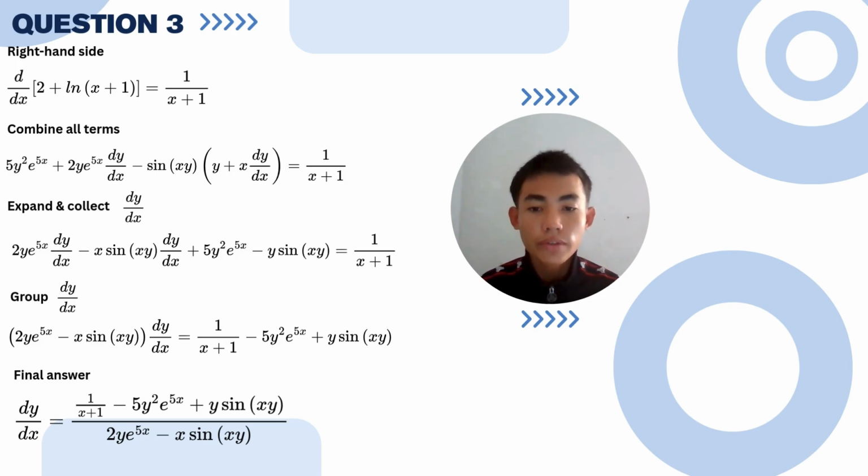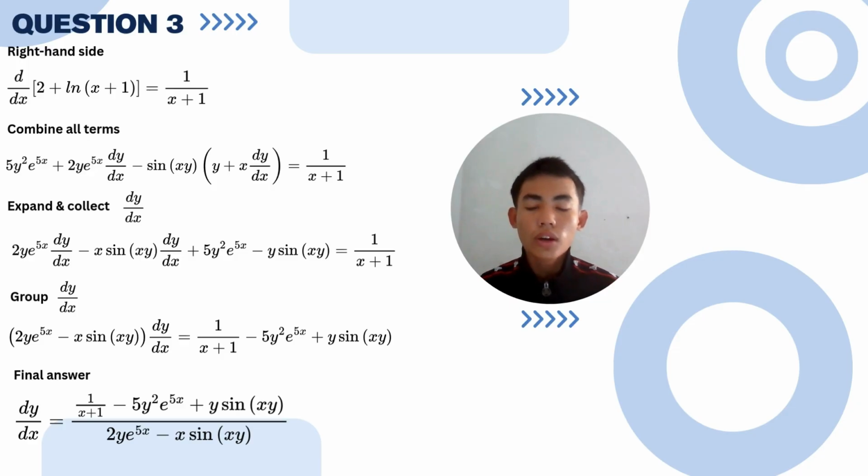Combine everything: the differentiated left side equals the right side derivative. So 5y squared e to the power of 5x plus 2y e to the power of 5x dy over dx minus y sine of xy minus x sine of xy dy over dx equals 1 over x plus 1. So we expand and collect terms with dy over dx. We get 2ye to the power of 5x dy over dx minus x sine of xy dy over dx plus 5y squared e to the power of 5x minus y sine of xy equals 1 over x plus 1.